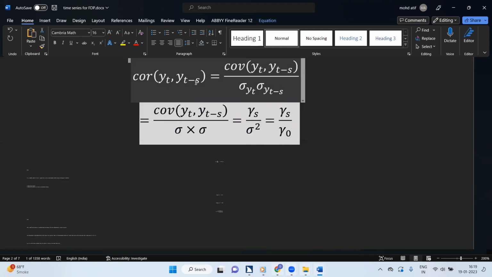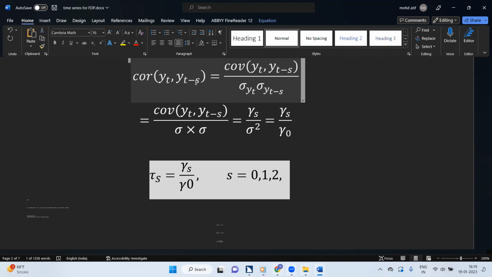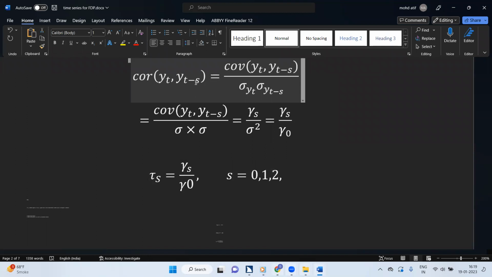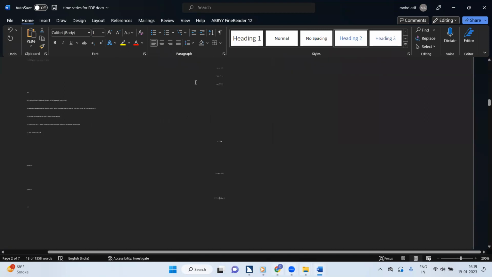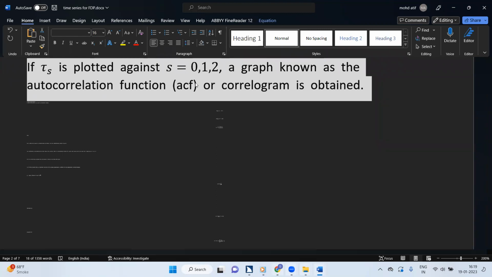Here these gammas denote the autocovariance, and this gamma 0 is variance. So we may define the tau s, that is the autocorrelation at a particular order s, is covariance at that lag, that is gamma s upon gamma 0. So what we can do, we can plot autocorrelation for several values. We can take lag 1 and find out autocorrelation. We can take lag 2 and find out autocorrelation. This way we can compute autocorrelation at several lags.